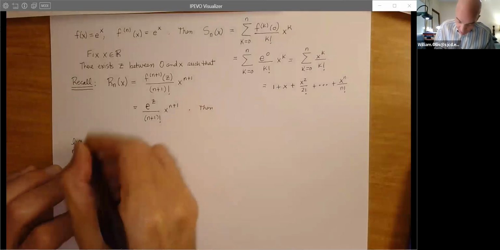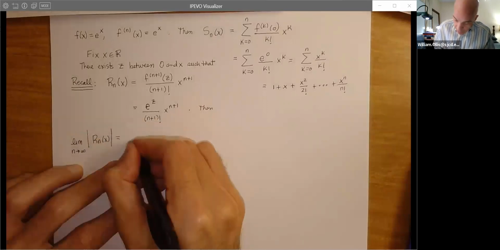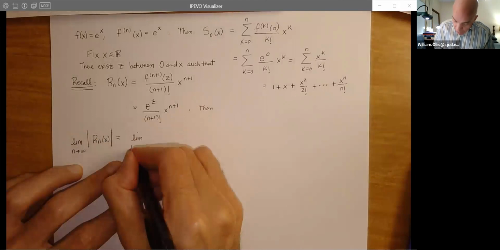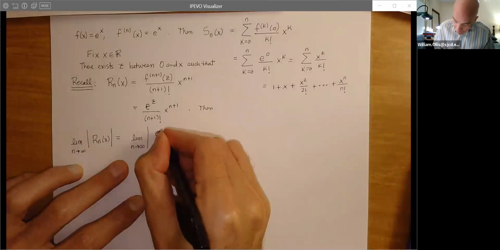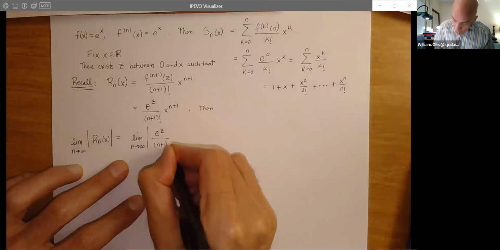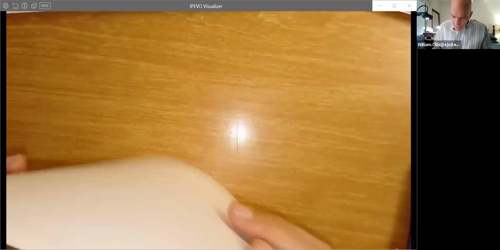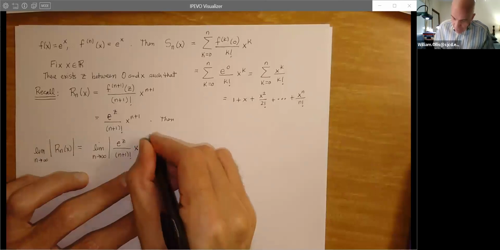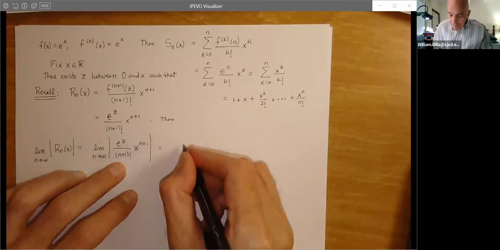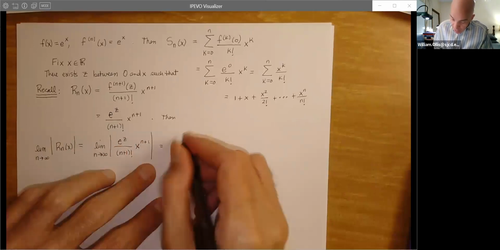So we'll look at this. So we have the limit as n approaches infinity, e to the z, n plus 1 factorial, x, plus 1. And now, of course, we can look at the absolute value of e to the z, which is just e to the z.